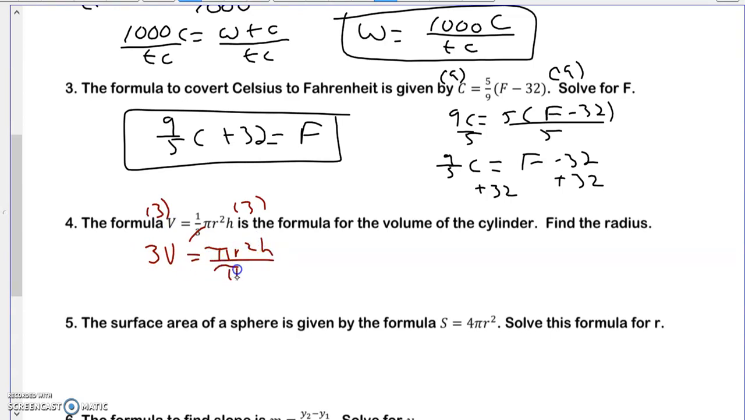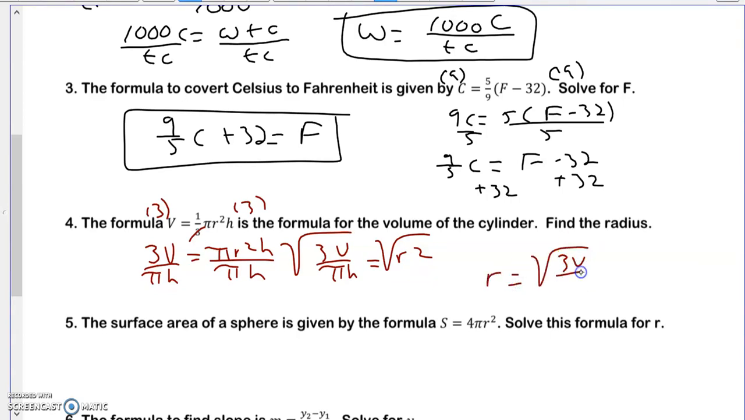I'm going to divide by pi and h. So then I'm going to get 3V over pi h equals r squared. Now I'm going to take the square root of both sides, and when I do, my final answer would then just be r equals the square root of 3V over pi h.